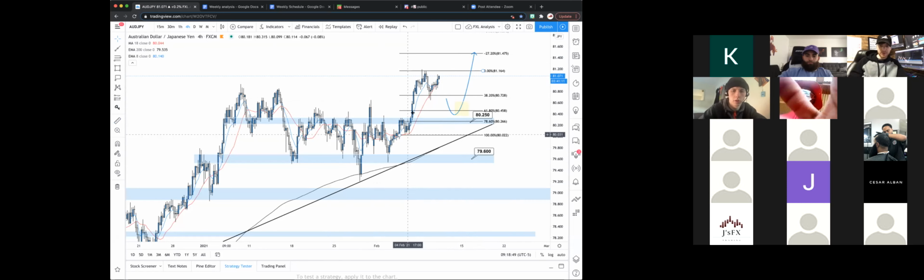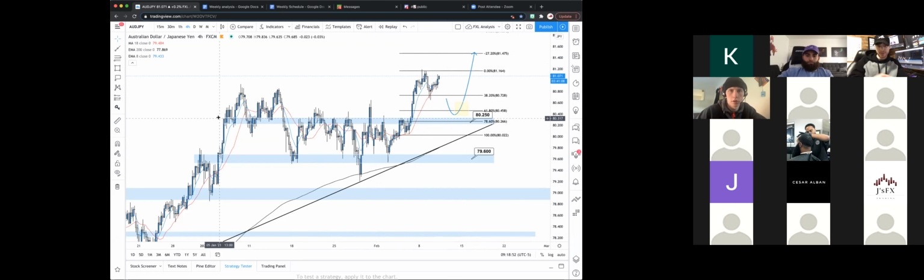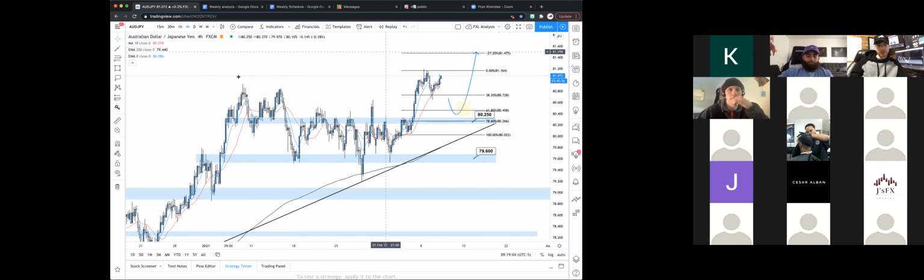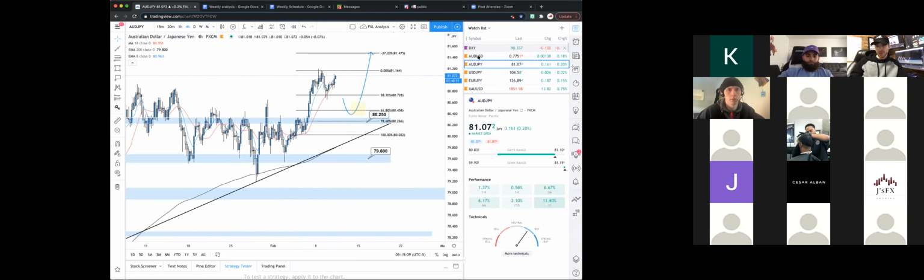For us to consider being bearish on this pair, we really need to see a break back below into this range and then outside of this trend. So we need to see some lower highs below this trend line, below 79.6 and so on. That's how we comfortably turn bearish on AJ. All right, so those are DXY, AU, AJ.